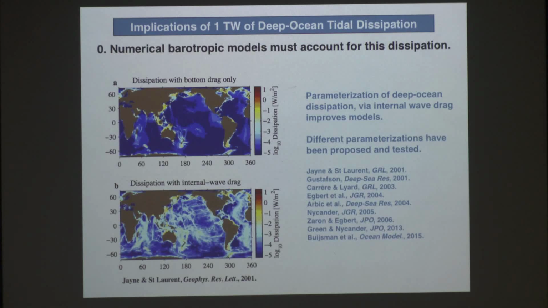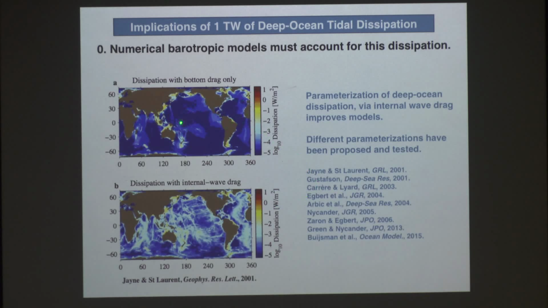So, this is trivial almost, but if you have a barotropic ocean tide model, then suddenly you have to change the way you have dissipation in that. You can't just have all the dissipation in the shallow seas anymore. You have to put some out in the open ocean. And there's now sort of a cottage industry. A bunch of papers have been published on how to put open ocean dissipation into a barotropic model.